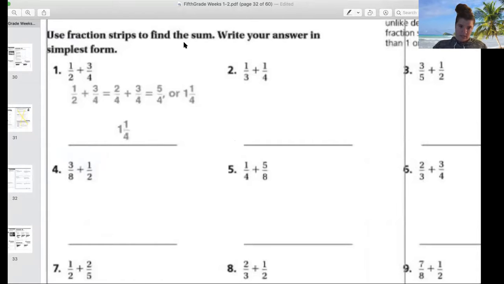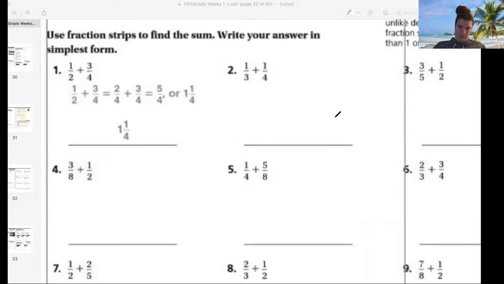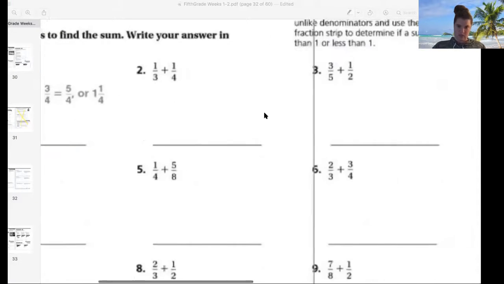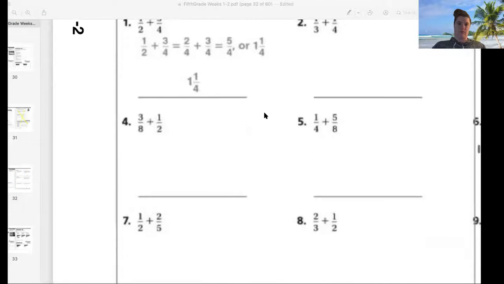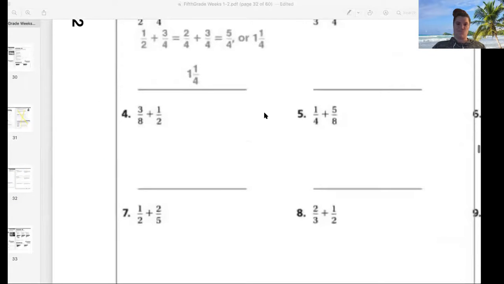So I'm actually going to leave the first one for you to try because I think we did one similar to that yesterday. And number 3, we did a similar one, but let's jump to number 4. We'll do this one together. So for number 4, you notice already your denominators are different, which is the same as yesterday.